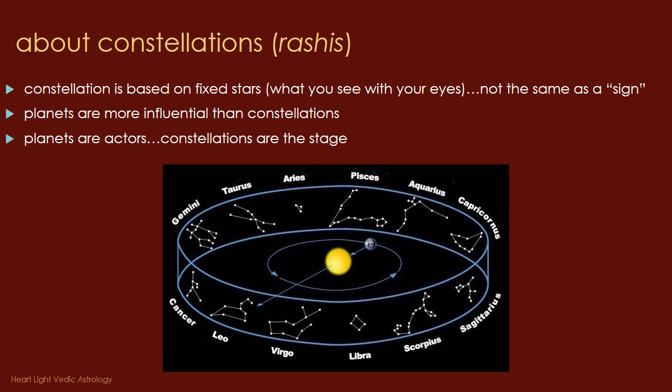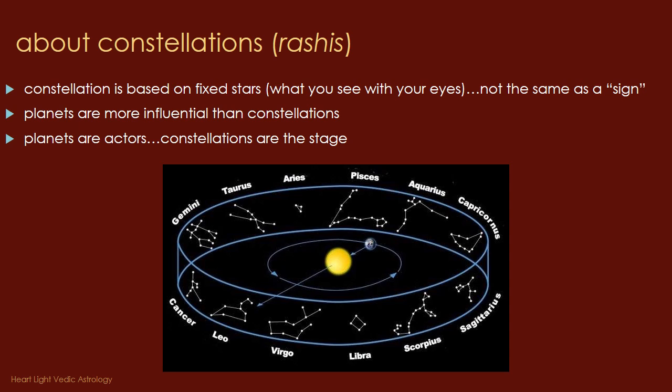Western astrology, when they talk about signs, the signs are a little bit more symbolic and representative rather than based on constellations, the fixed stars you can see in the sky. Vedic astrology again is based on the fixed stars.